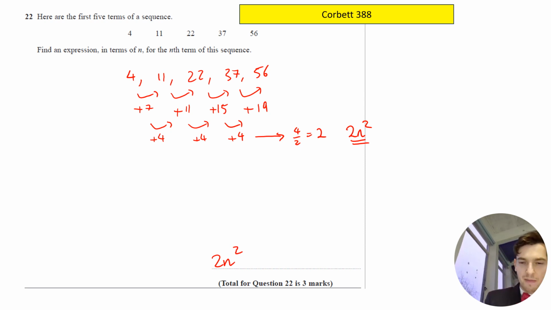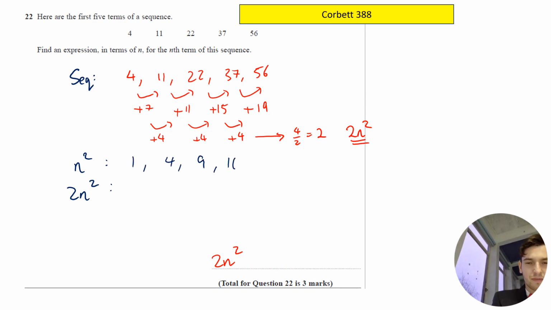Now my second step is I need to write out, if this is my original sequence, my 2n squared sequence. An easy way of doing that is to write out my squared terms and then double it. So my square numbers are 1 times 1, 2 times 2, 3 times 3, etc. And when I double them, 2, 8, 18, 32, and 50.